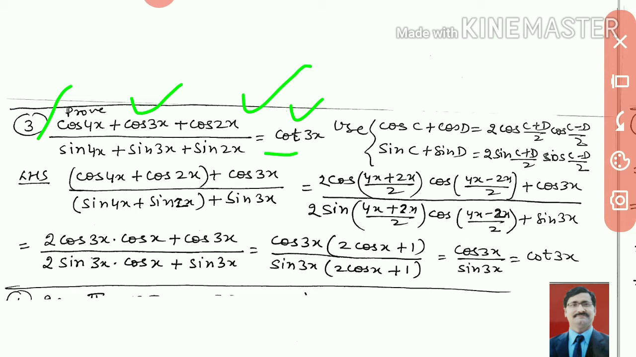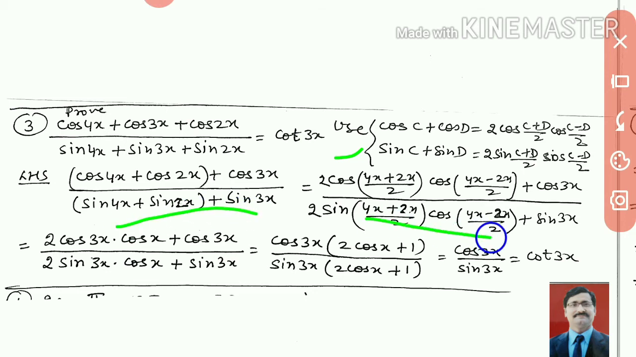So look here, you will keep cos 4x plus cos 2x in a bracket, and outside you will have plus cos 3x. In the denominator, the same: sin 4x plus sin 2x will be in the bracket, and plus sin 3x will be outside. Now you will use your formula. You have a formula that cos c plus cos d equals 2 cos (c plus d) by 2 cos (c minus d) by 2. Now the next formula is sin c plus sin d equals 2 sin (c plus d) by 2 cos (c minus d) by 2.